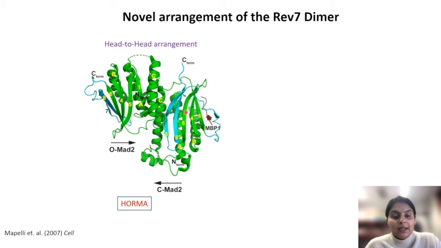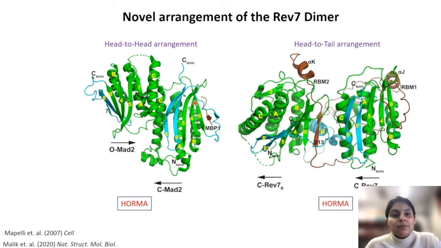Whereas what we see in case of Rev7 is more of a head-to-tail arrangement where these C helices are far apart from each other. The Rev7s basically interact with the RIR region shown here in brown, and they have these conserved sequences called RBMs, which are actually conserved throughout all the species of Rev3.